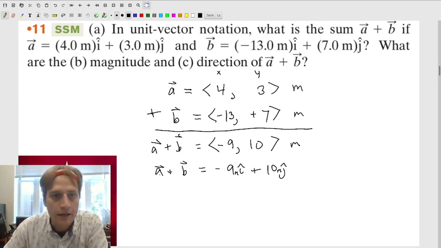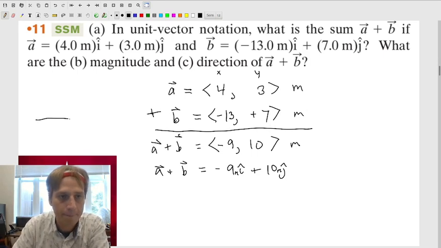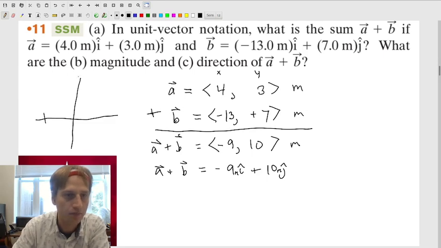Okay, now it asks me what is the magnitude and direction. Well, to find the magnitude, here's my minus 9 plus 10.